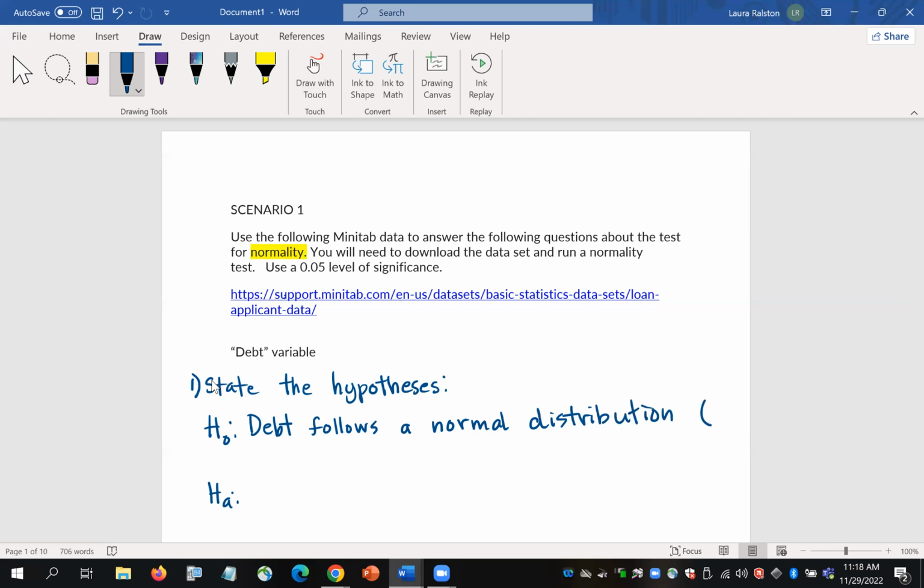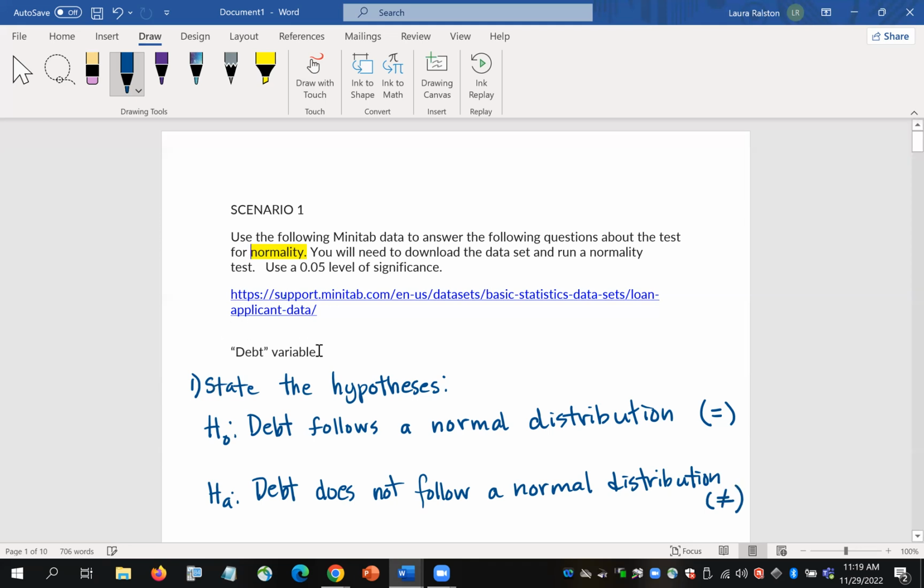Remember, the idea here of "it follows" gives us that sense that it's equal. And then my alternative would be that the debt does not follow a normal distribution. And again, that gives us a sense that it is not equal. So we're not breaking any of the rules or guidelines related to stating the hypothesis.